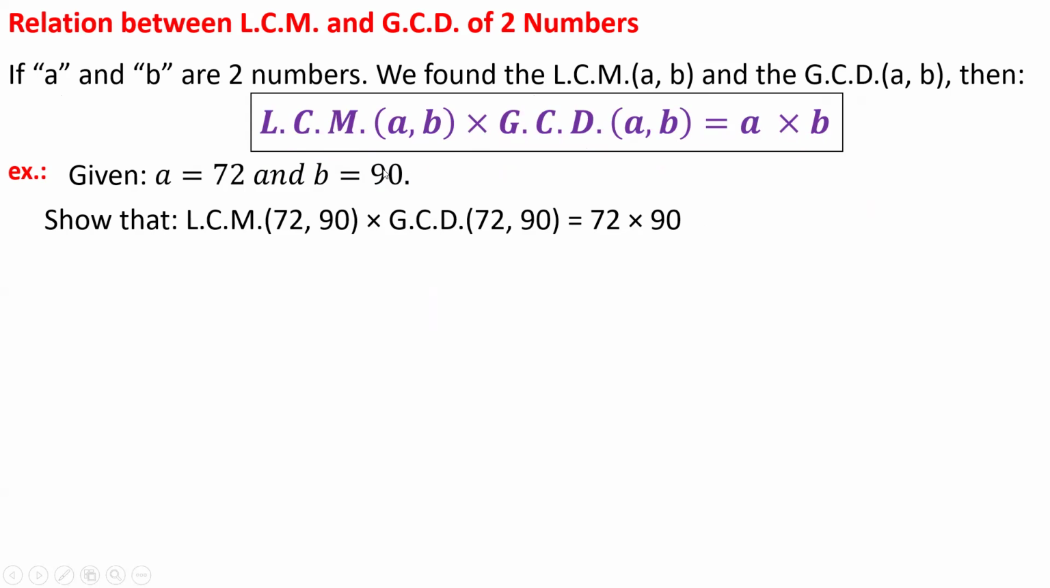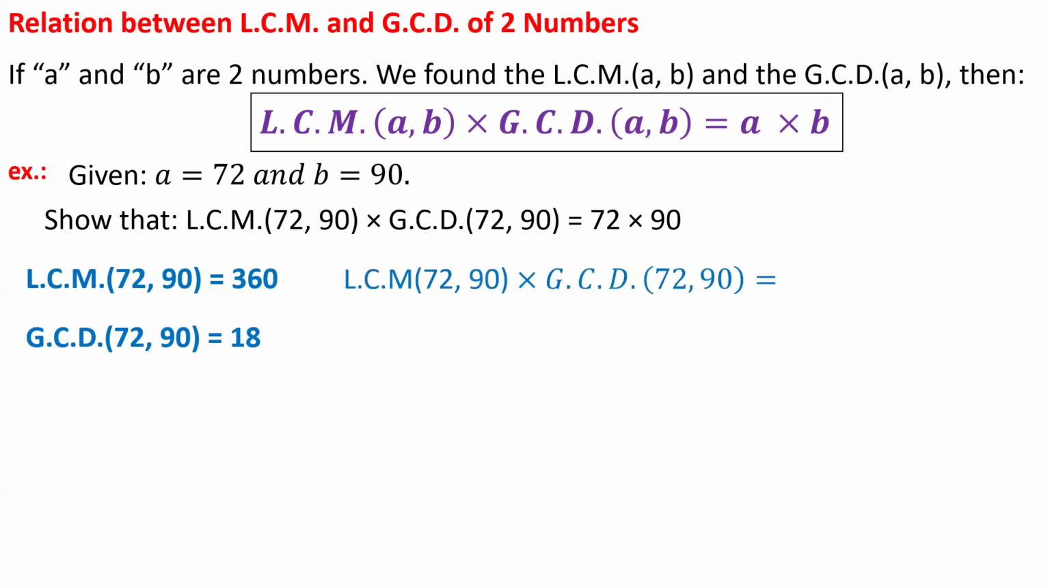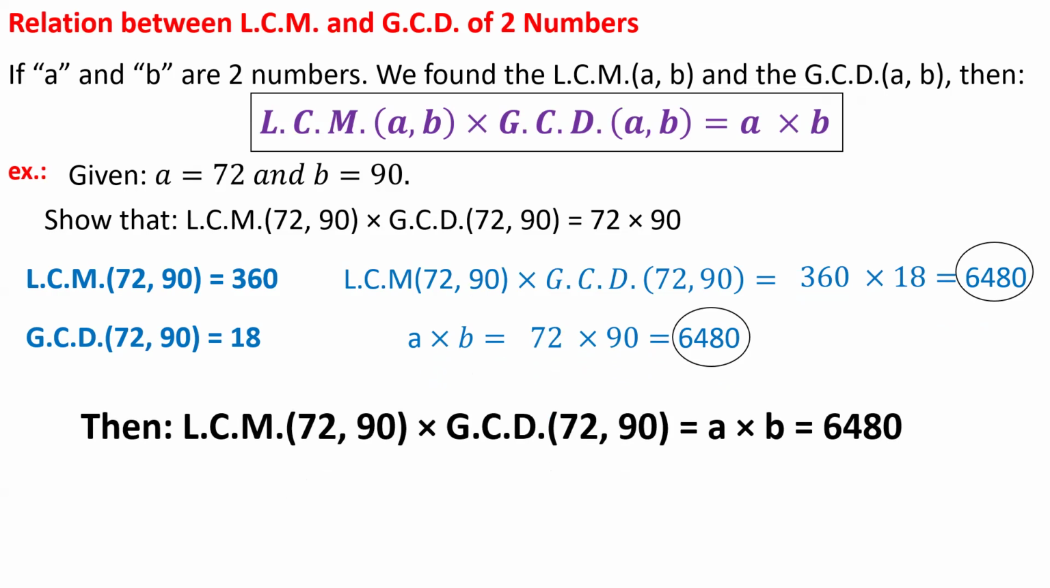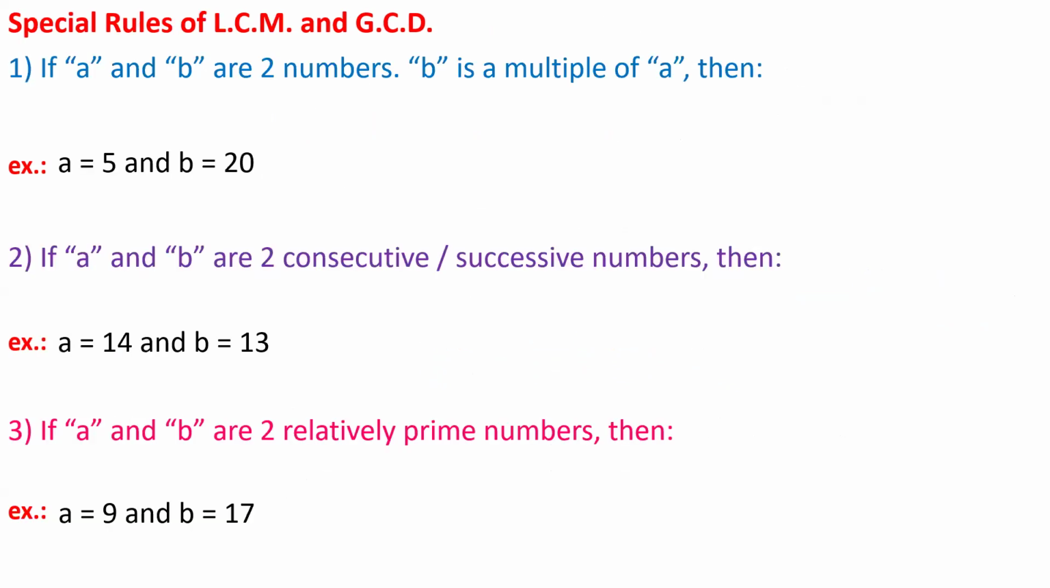For example, if I have 72 and 90 and I want to find the LCM and the GCD, the LCM is 360 and the GCD is 18. So if I multiply the LCM with the GCD, the answer is 6,480. Now, if I multiply both numbers 72 and 90, the answer is also 6,480. So that's why I said that the LCM times the GCD of two numbers is equal to the multiplication of these two numbers.